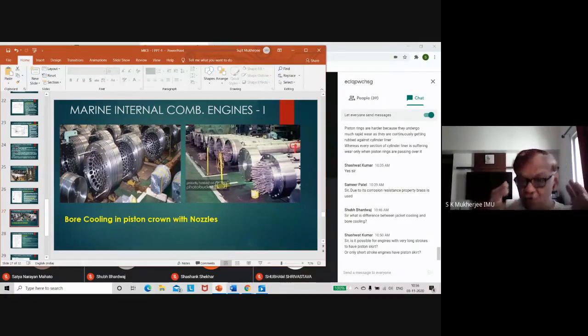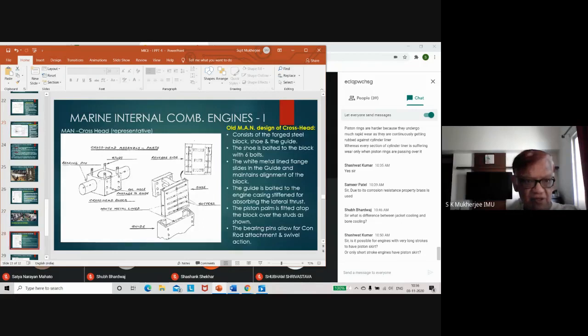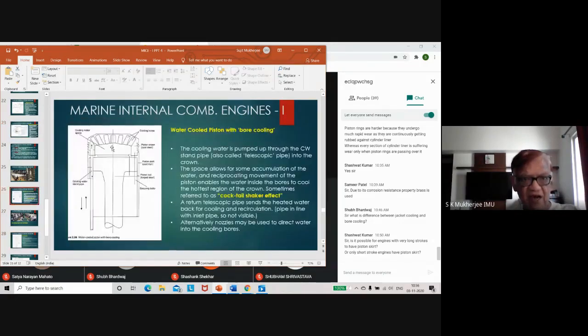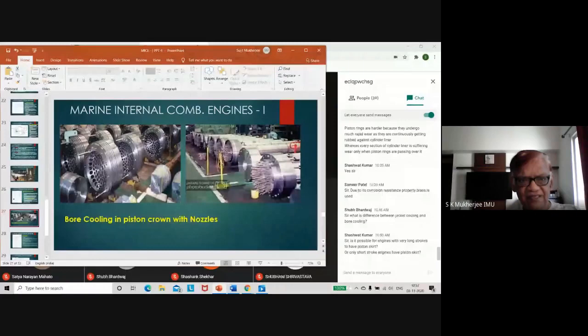So you have bore cooling in the cylinder liner, you have bore cooling in the cylinder cover, then you have bore cooling in the piston crown. This is what is called bore cooling in the piston crown. No, not this. This one. These holes which are drilled are ultimately bore cooling. What you see here is a photograph in a factory where they are manufacturing these pistons. So these are the bores and these are the nozzles which help in sending water to the bores. So that is the difference.